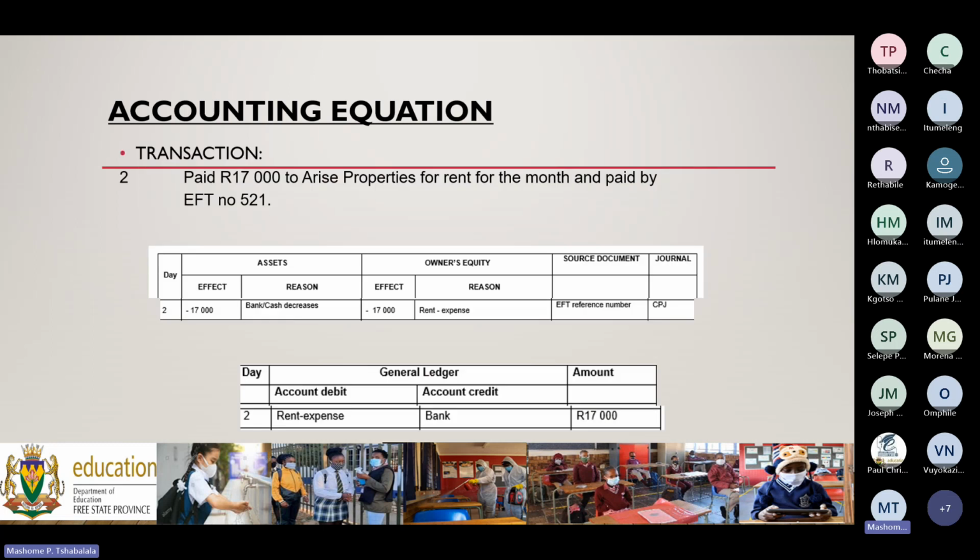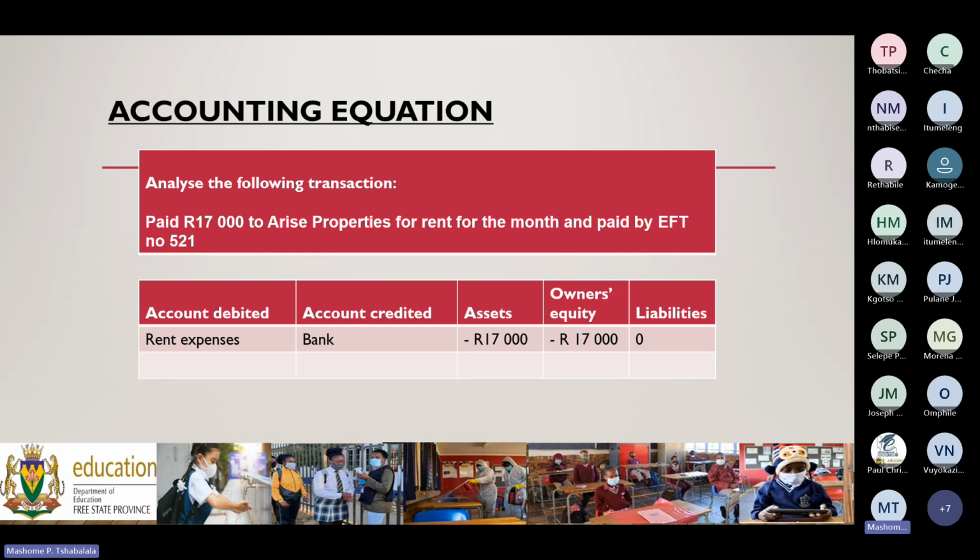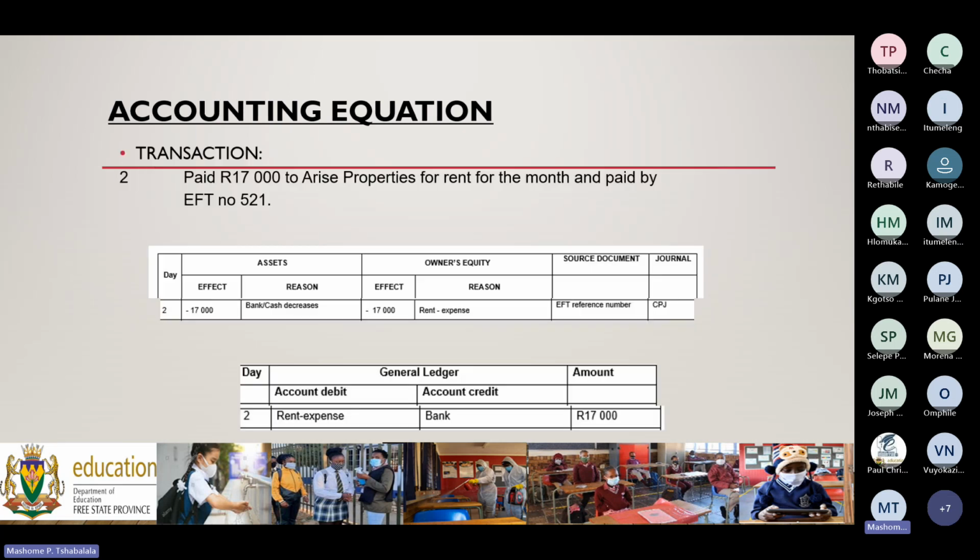On this one, the transaction says: paid 17,000 to Arise Properties for the rent for the month, paid by EFT number 521. Looking at this transaction, when you analyze it, there are two accounts that will be affected. Remember, once we say we are paying, we are talking about a payment now. Payment falls under CRJ. This transaction falls under CRJ.